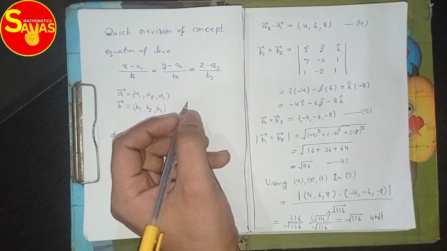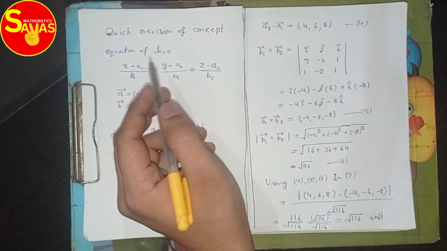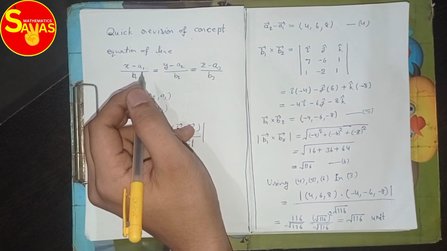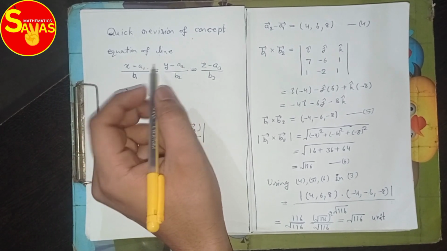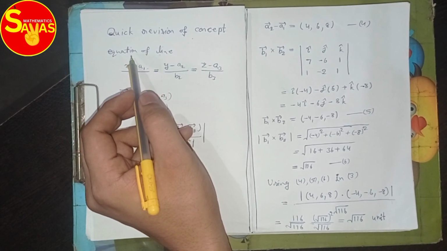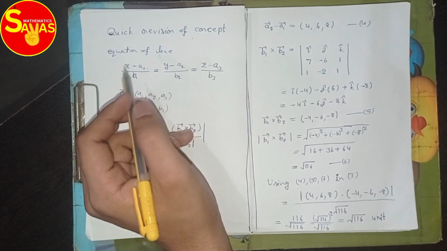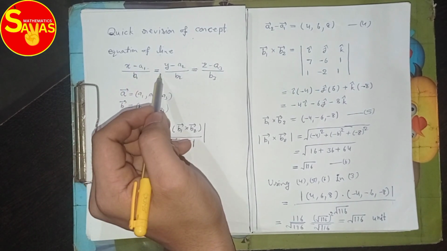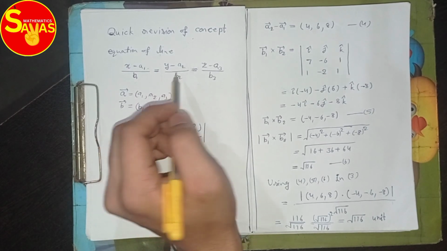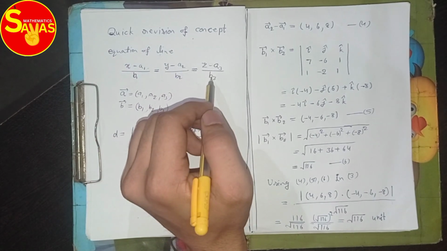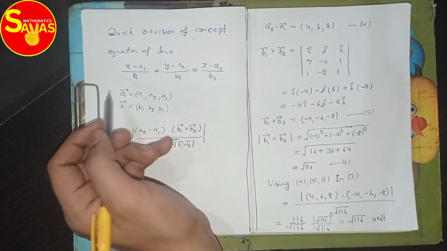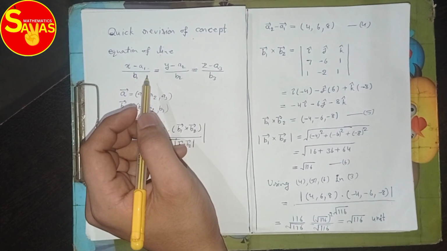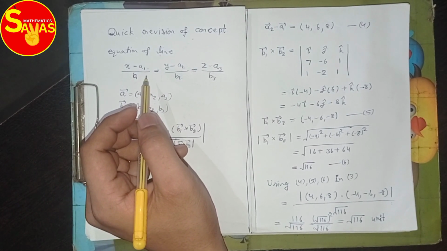So first of all, we discuss the quick revision of the concept. Today's question is on the shortest distance between two lines. In the question, two equations of lines are given, like this: (x minus a1)/b1 is equal to (y minus a2)/b2 is equal to (z minus a3)/b3. This type of two equations of lines are given in the question paper.